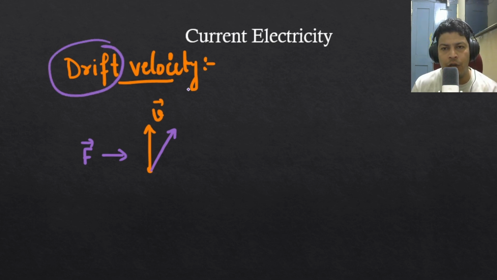And now drift velocity means, for example, a free electron moving inside a conductor with a certain speed. One question is there: why do the electrons move at room temperature? From where are they getting energy? This is the question from you.